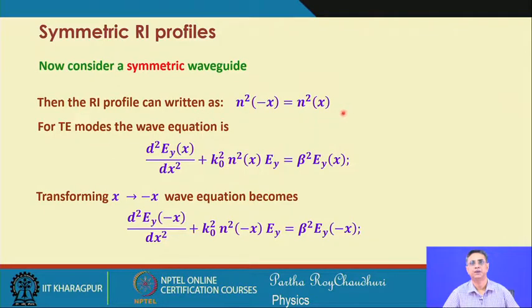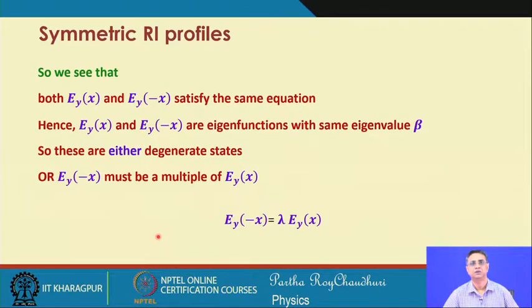Now, there is one important point: if you consider a symmetric refractive index profile of the waveguide, you can write this mathematically like this, and for TE modes we can write down this equation, which is an eigenvalue equation. If you transform x to minus x, I can write this equation like this. You can see that both the equations, E y of x and E y of minus x, satisfy the same equation.